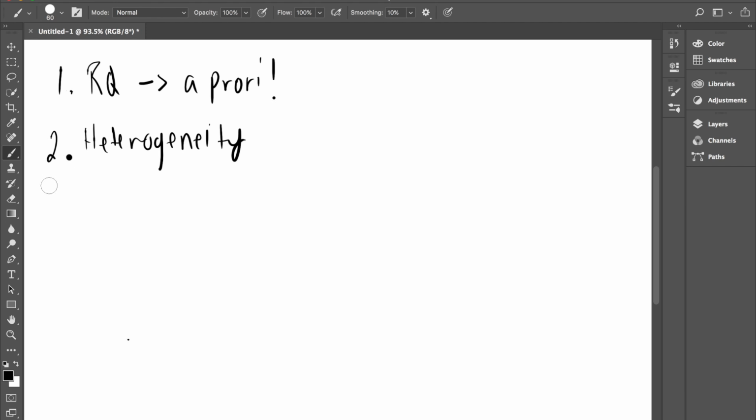The third thing we want to do, after asking a research question a priori and after defining a list of potential heterogeneity sources, is actually conduct the literature search. We want to make sure that our literature search is exhaustive. So conduct literature search.